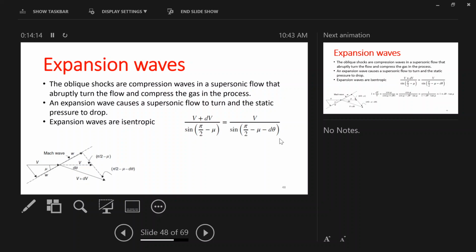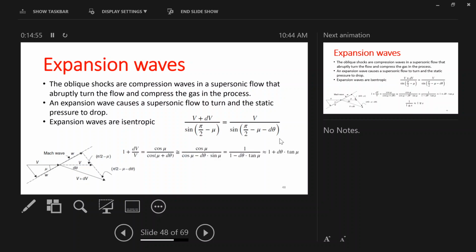V plus dV over sine of pi over 2 minus mu is going to be equal to V over sine of pi over 2 minus mu minus d theta. So also keep in mind that this angle is pi over 2 minus mu, and this angle is pi over 2 minus mu minus d theta. So essentially what we are saying is that V plus dV multiplied by this is going to be equal to V multiplied by this projection, right?